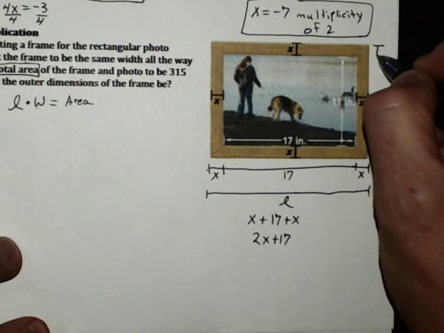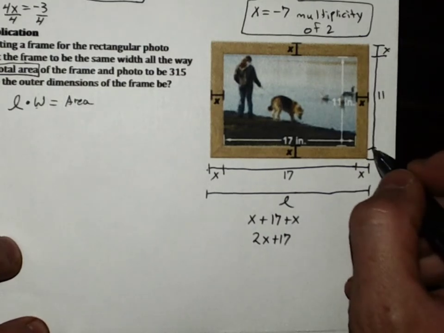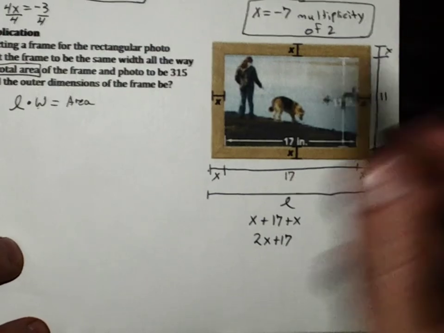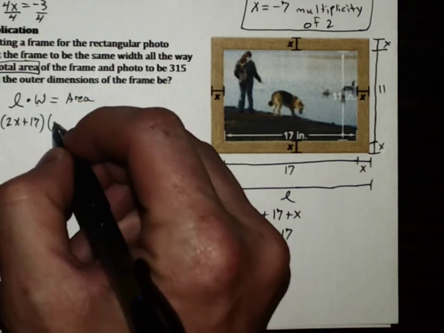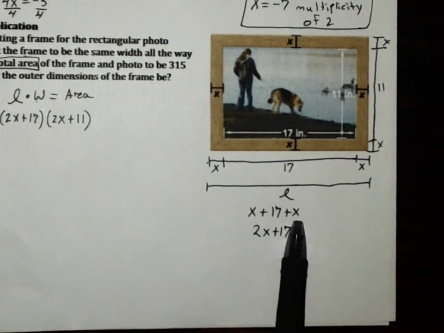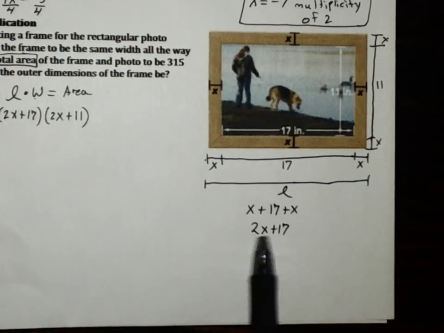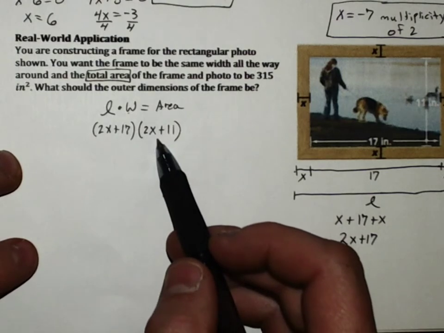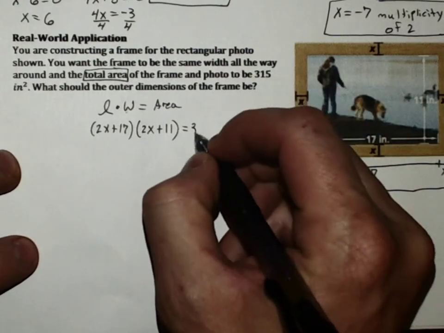I can do the exact same thing over here. This is x, this distance is 11, and this distance is x. So the entire distance is 2x plus 11. So my length is 2x plus 17, and my width is 2x plus 11. Remember that when you're adding x's, x plus x is 2x, not x squared. It is 2x. So my length of 2x plus 17 gets multiplied to my width of 2x plus 11, getting my area of 315.